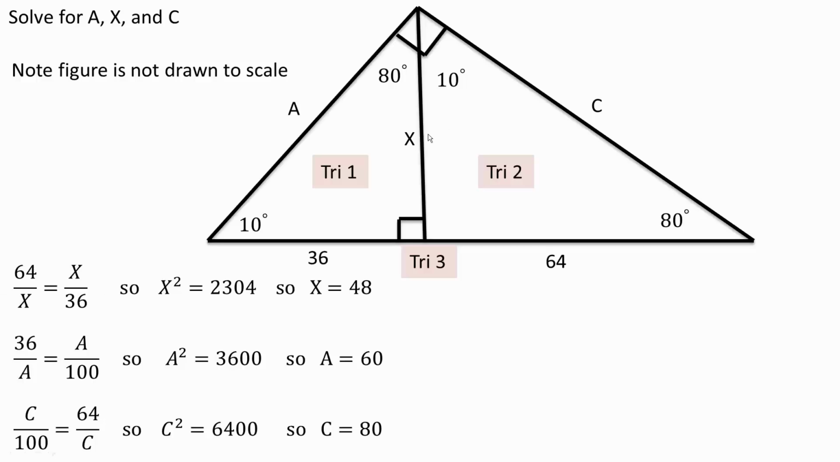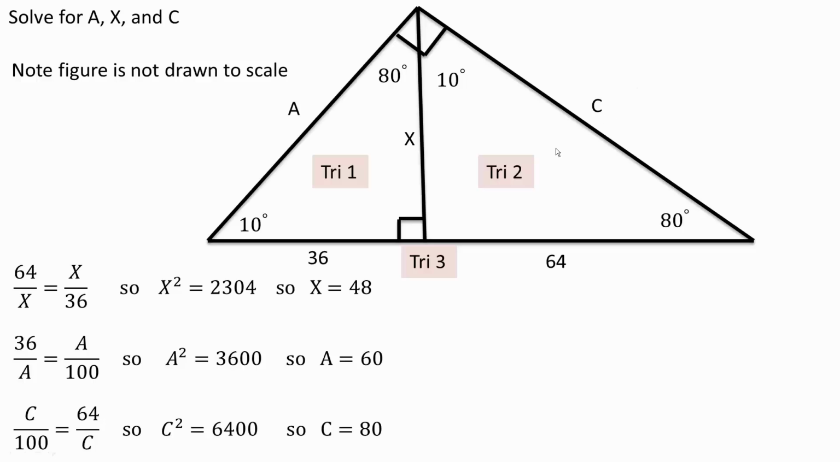I chose x because I want to solve for x. So for triangle 2, what corresponds to x? That would be 80 degrees. And for triangle 1, I will choose the 80 degree part, which is 36. So 64 times 36 is equal to x squared, and then we solve for x. x is 48. Now here, it's kind of important. Once we know x, in reality, we can use the Pythagorean theorem. We could say 36 squared plus 48 squared is equal to a squared and solve for a. Likewise, we can say 64 squared plus 48 squared is equal to c squared and solve for c.